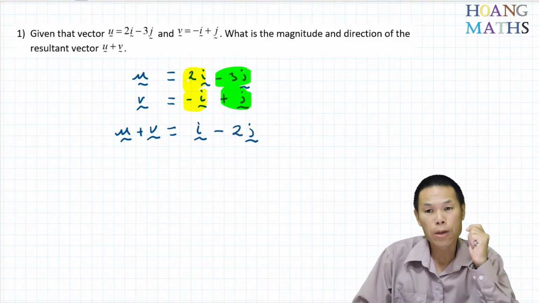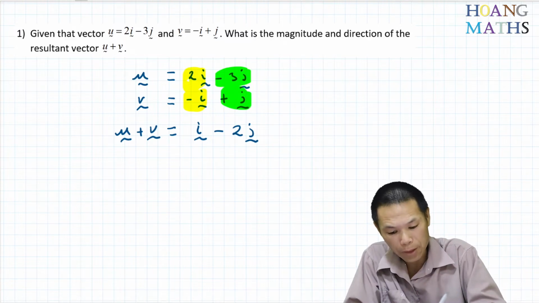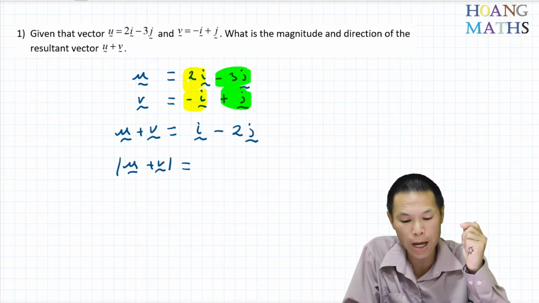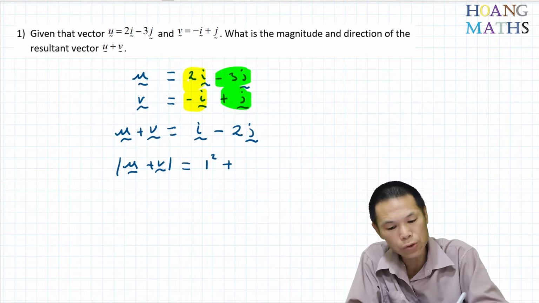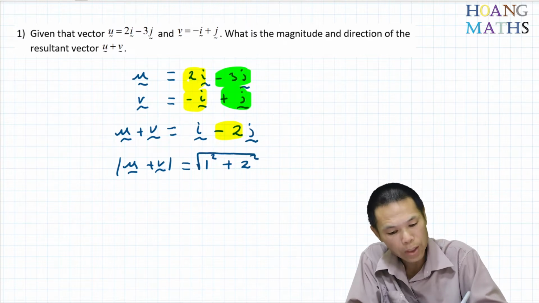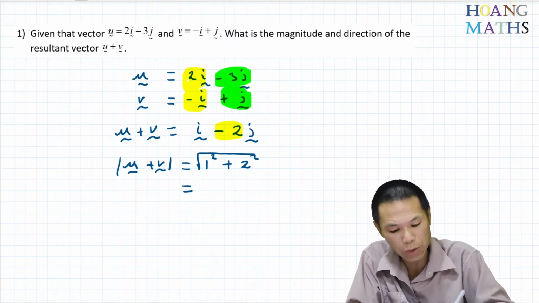Therefore, the magnitude of this is found using the Pythagoras theorem. So the magnitude of u plus v will give me, no coefficient in front of i, that means 1. So 1 squared plus 2 squared, using Pythagoras theorem. Negative 2 squared is 2 squared anyway, so I just write 2 squared and square root. So 1 squared is 1, 2 squared is 4, so 1 plus 4 is 5. So the magnitude is square root of 5.